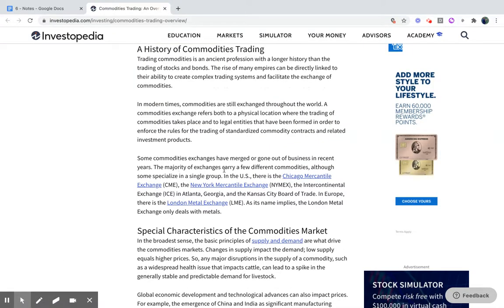Right? The majority of exchanges carry a few different commodities, although some specialize in a single group. In the US, there's the Chicago Mercantile Exchange, New York. So we have a couple of different ones, and these are handling those commodities. You typically don't see those on the New York Stock Exchange because they're not stocks, they're commodities. So they have their own market.